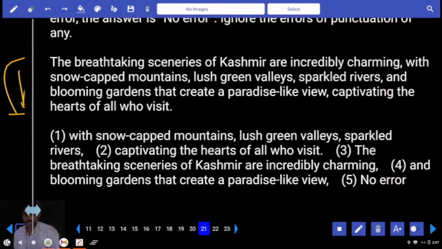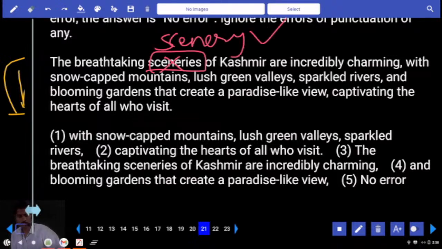The breathtaking sceneries of Kashmir are incredibly charming with snow-capped mountains, lush green valleys, sparkled rivers and blooming gardens that create a paradise-like view, captivating the hearts of all who visit. Answer please. Sceneries of Kashmir, wrong, only scenery. Answer third option. The breathtaking scenery of Kashmir should be there. And are wrong, it is is. It's incredibly charming with snow-capped mountains, lush green valleys, sparkled rivers and blooming gardens.